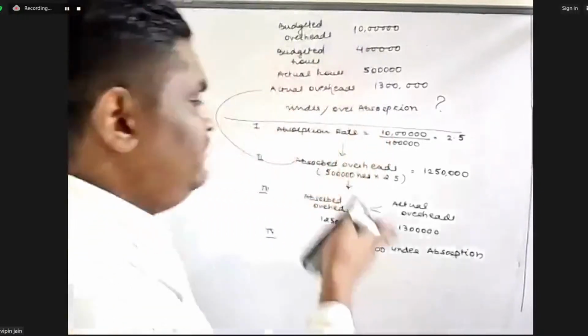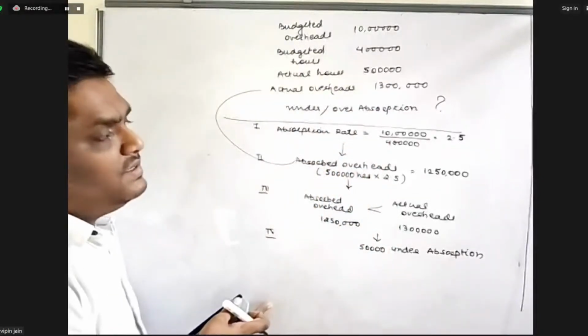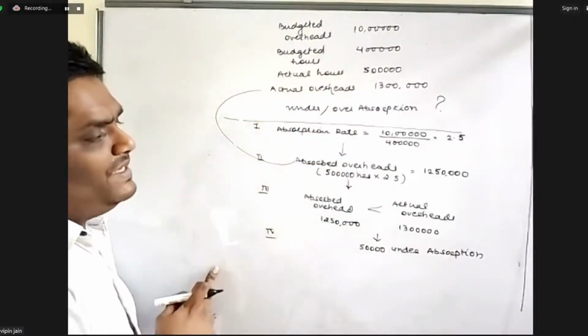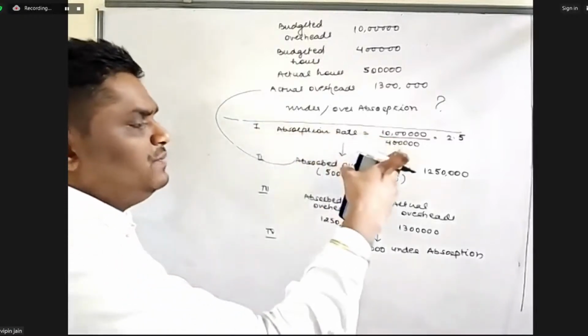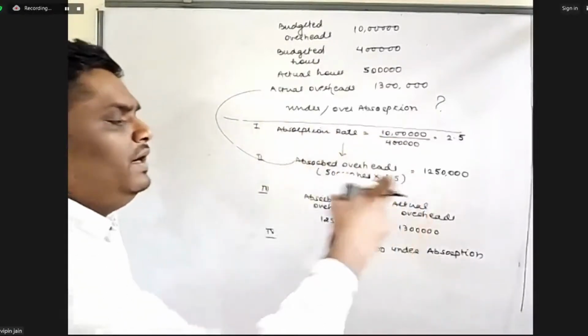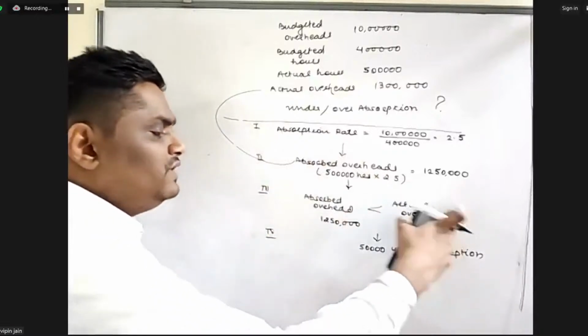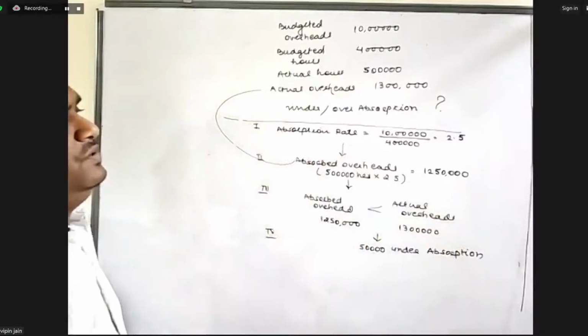Okay, guys, so this is the way. For those whose answer was wrong, I request you to please copy this explanation: first calculate the absorption rate, then calculate the absorbed overhead. Compare absorbed overhead with actual overhead, and you will get under or over absorption.